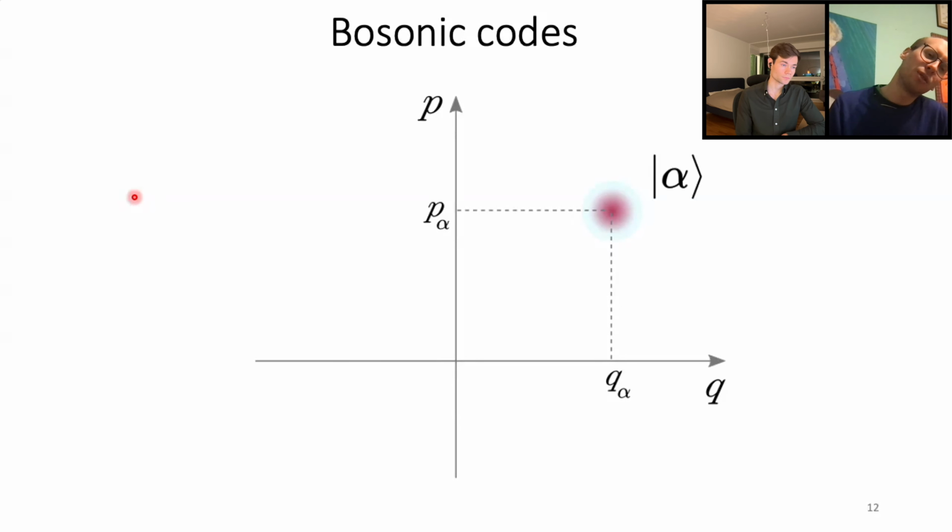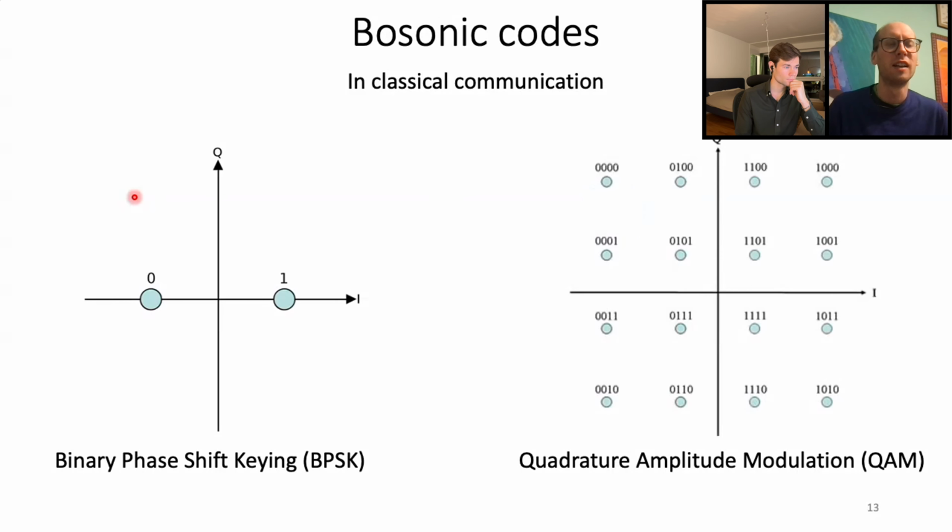And so the idea to use these bosonic codes for quantum communication is also linked to classical communication. In classical, we also use this. There is something called binary phase shift keying, where these are just classical bits that we encode in two opposite states in such a phase space. Or there's something called quadrature amplitude modulation, where we can transmit a whole bit string depending on where in this phase space we prepare our state. And so these approaches can also be used in quantum.